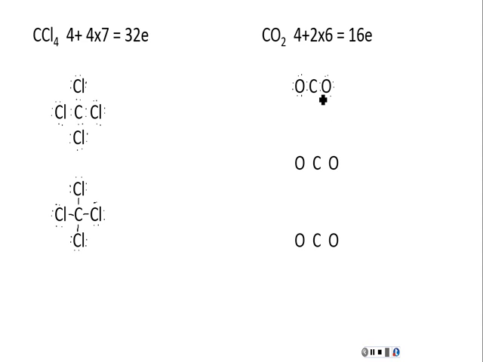The carbon doesn't have an octet, it only has 4. So I'm going to have to form multiple bonds for the carbon to get an octet. I'm going to bring a pair of electrons here and here up. So it looks like this.